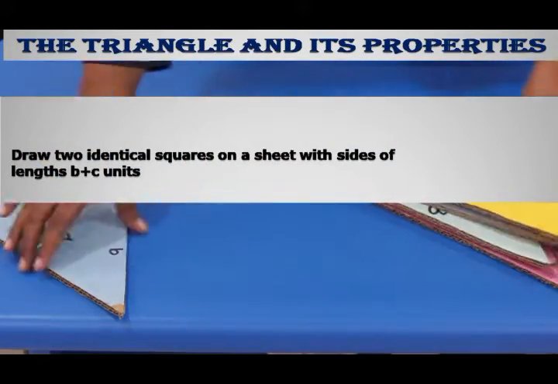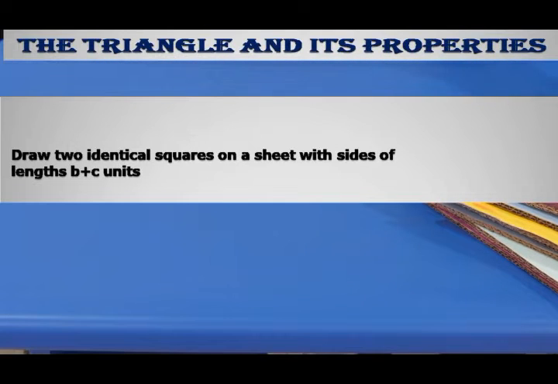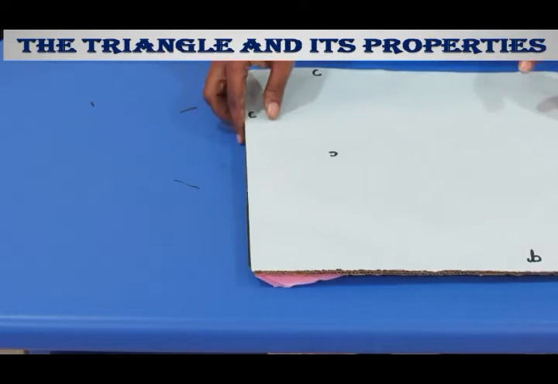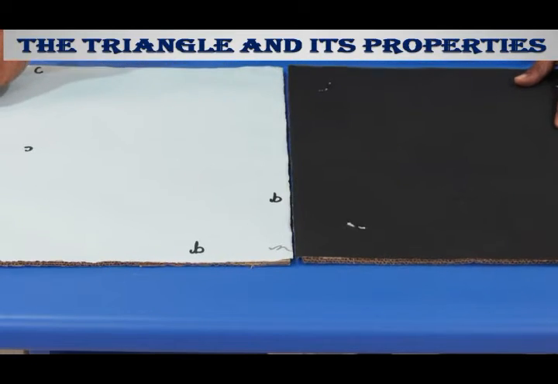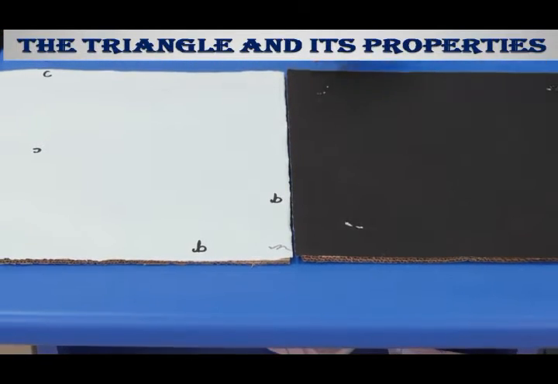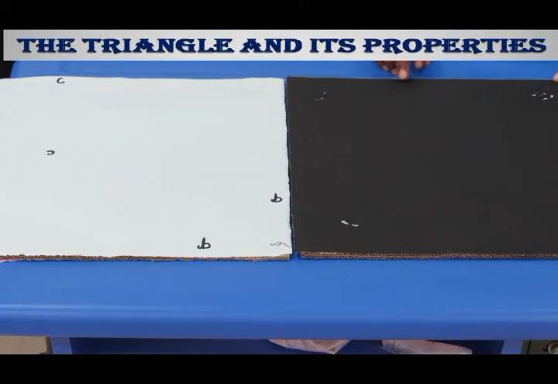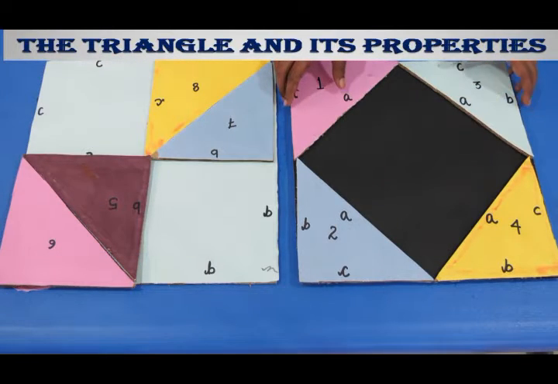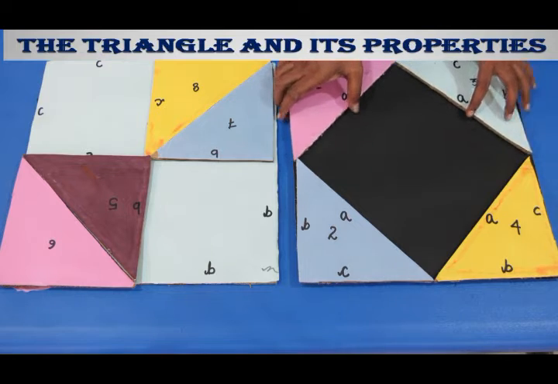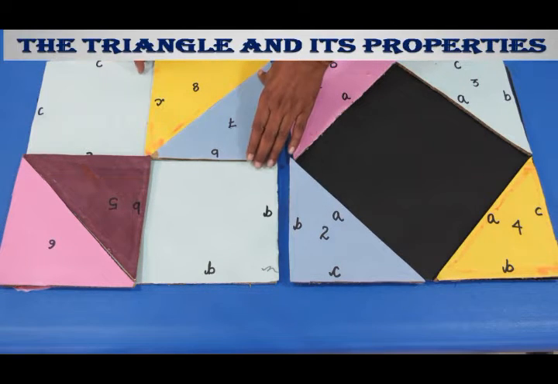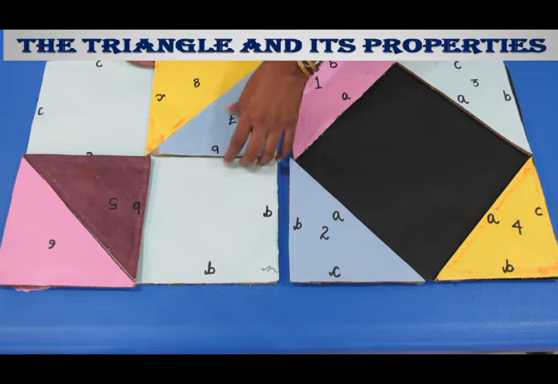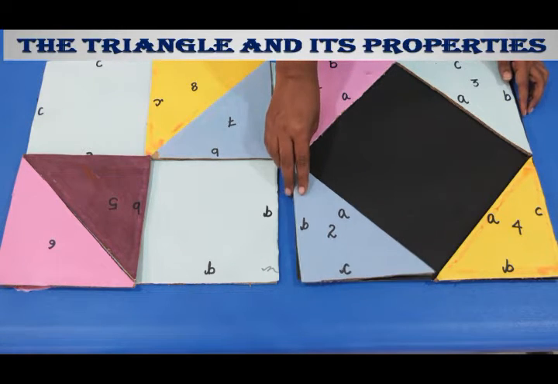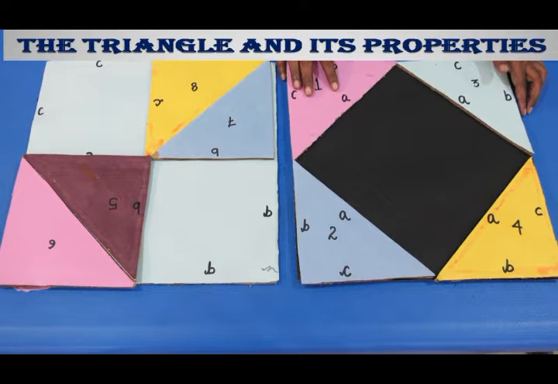Now we have to draw two identical squares here with sides equal to B plus C units. The sides of the square are B plus C units. Now you have to place the 4 triangles in one square and the remaining 4 triangles in the other square. Now we have placed the 4 triangles on one of the squares like this and the other 4 triangles on the other square like this here.